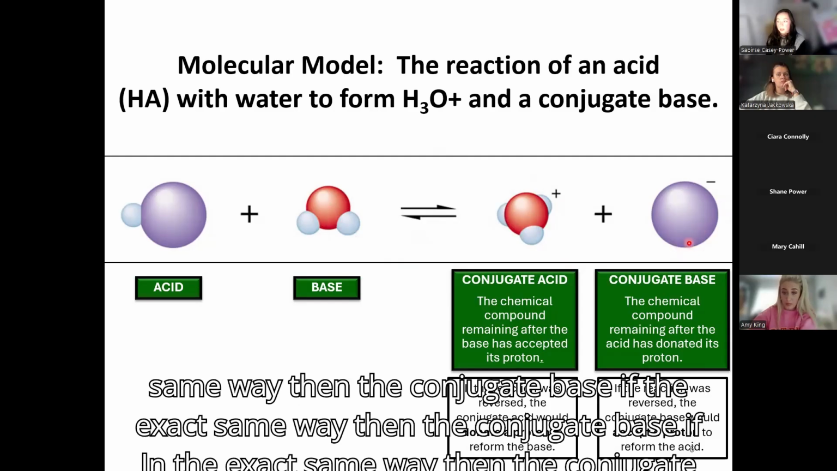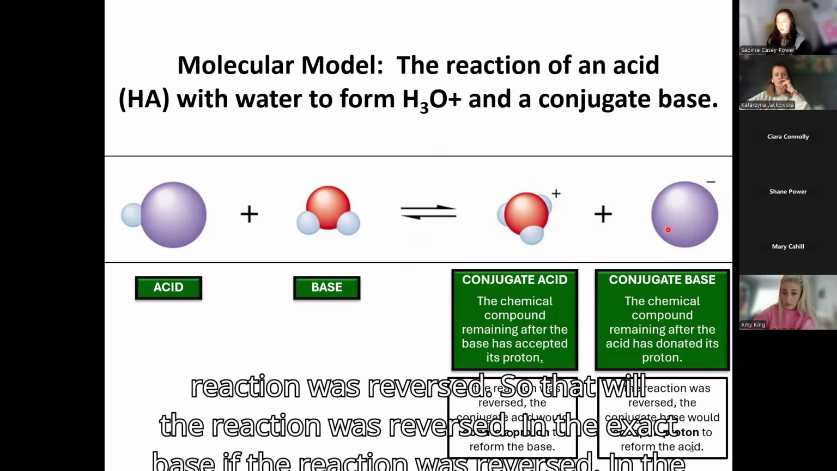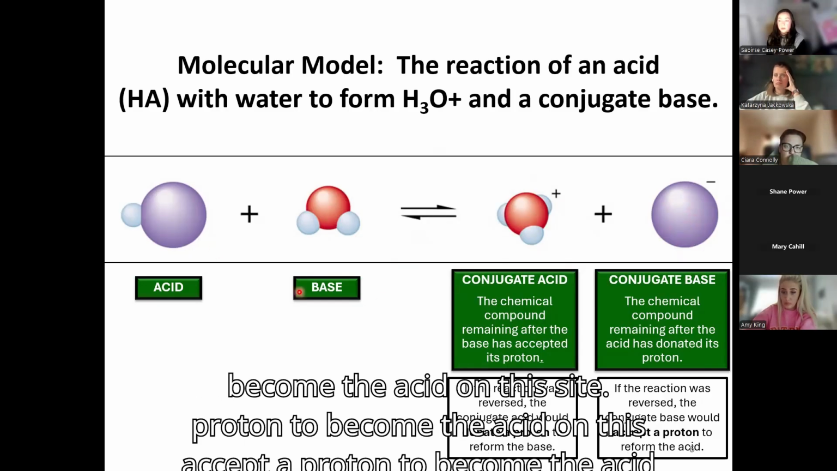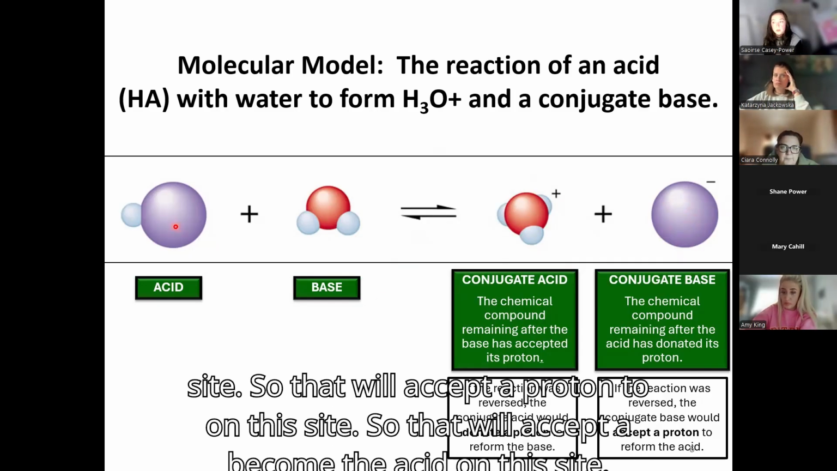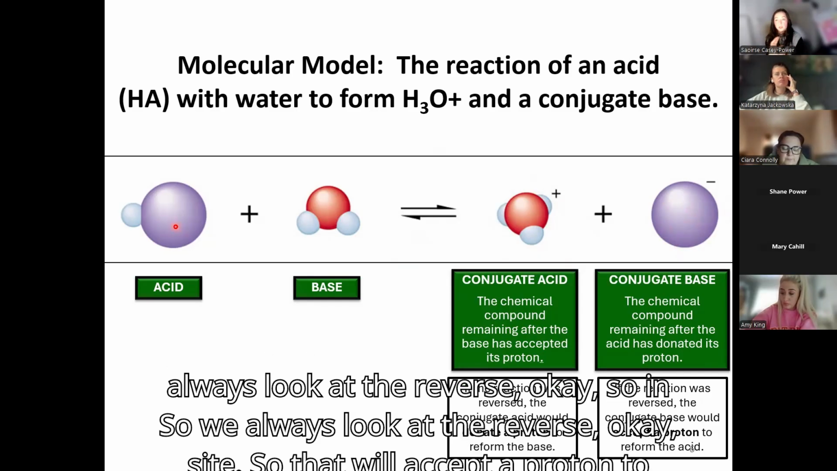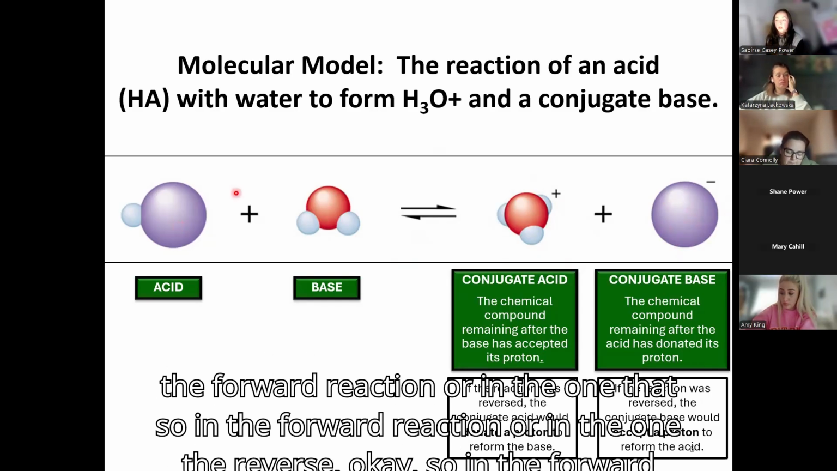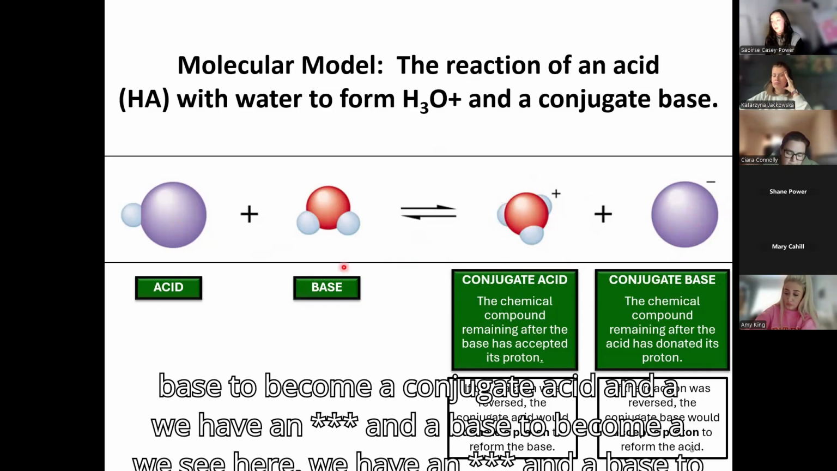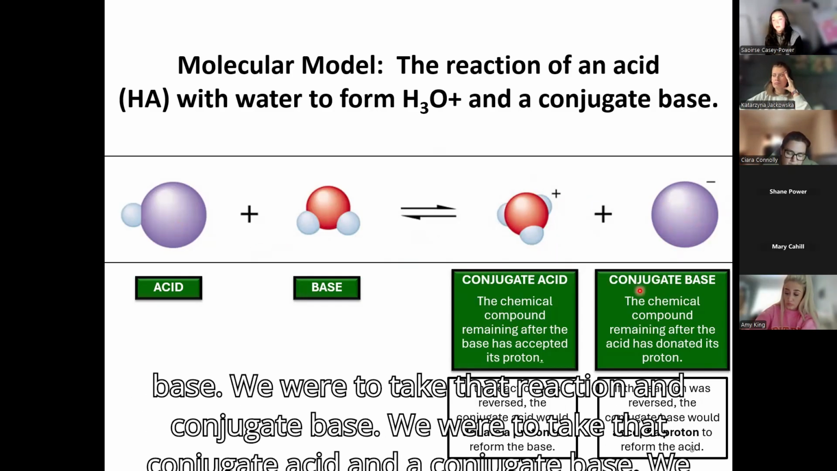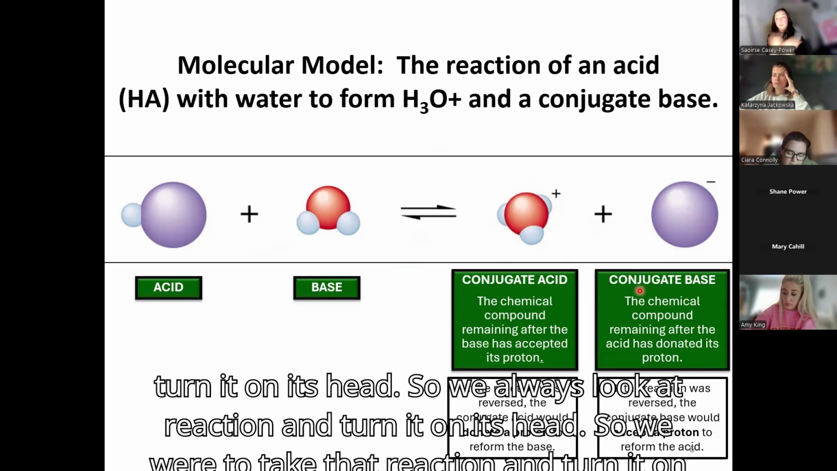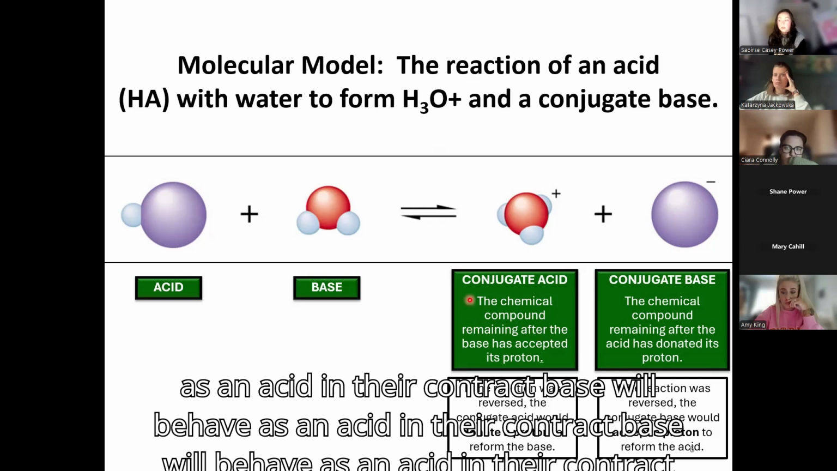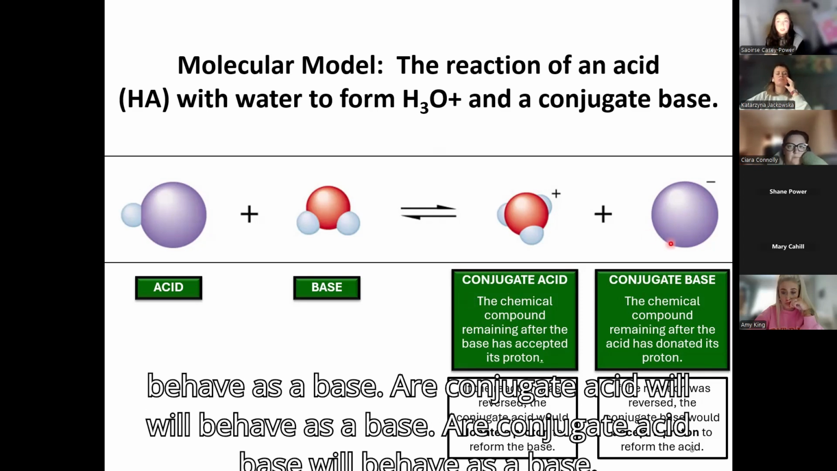In the exact same way, the conjugate base, if the reaction was reversed, will accept a proton to become the acid on this side. So we always look at the reverse. In the forward reaction, the one that we see here, we have an acid and a base to become a conjugate acid and a conjugate base. If we were to take that reaction and turn it on its head, our conjugate acid will behave as an acid, and our conjugate base will behave as a base.